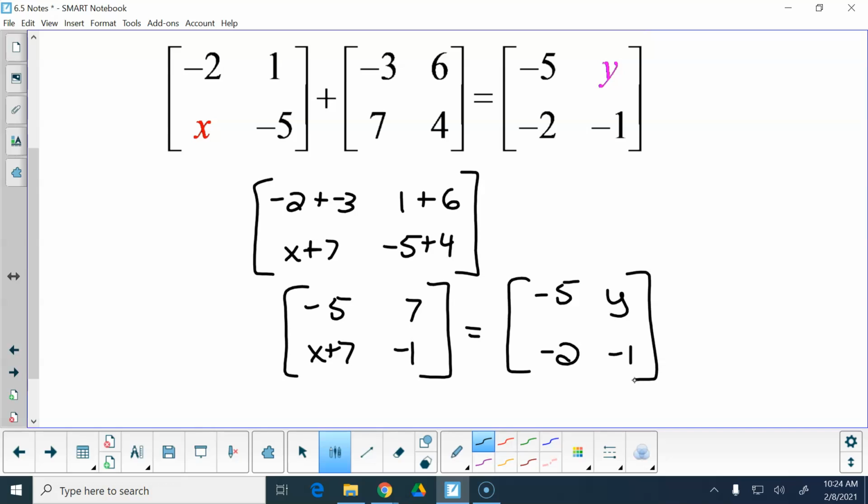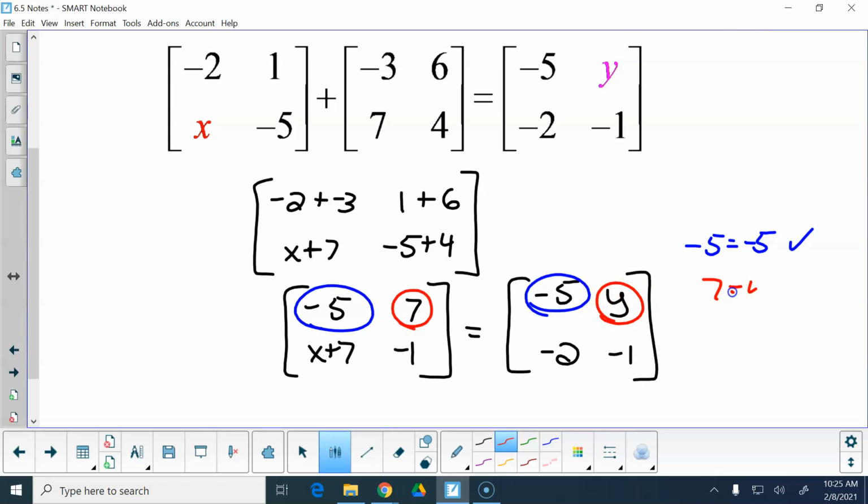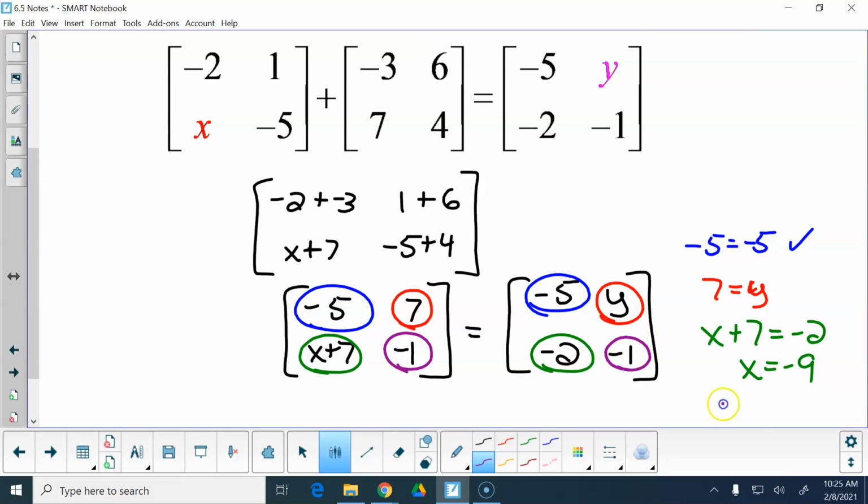And once you have equal matrices that are of the same dimension, the corresponding elements have to be equal. So, -5 has to equal -5. That is true, so we have a true matrix going on. 7 has to equal y. There's one of our answers. X plus 7 has to equal -2. So x then would have to be -9. And -1 would have to equal -1. So the answers here, we're asked to solve for x and y. X is -9, y was 7.